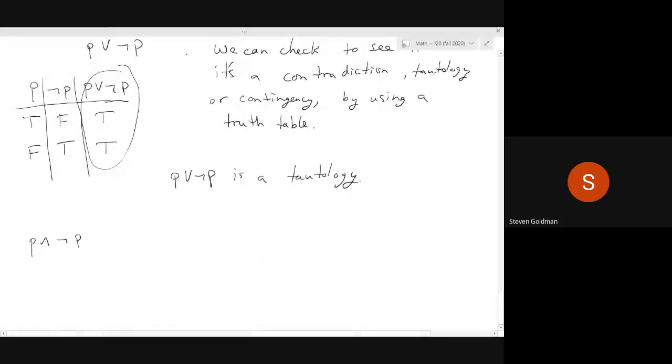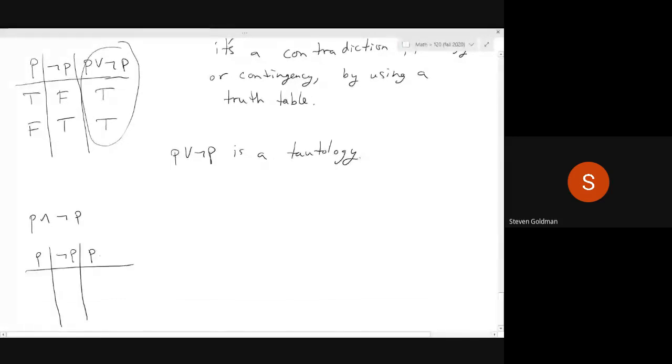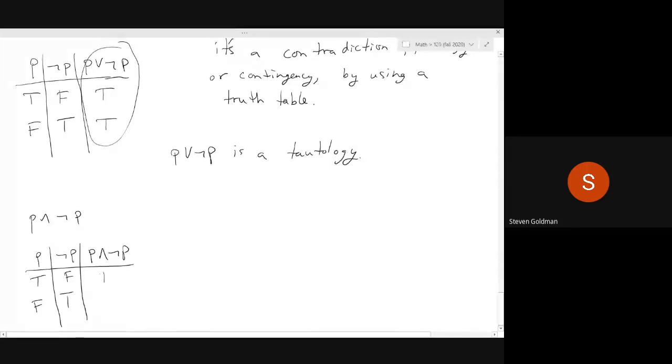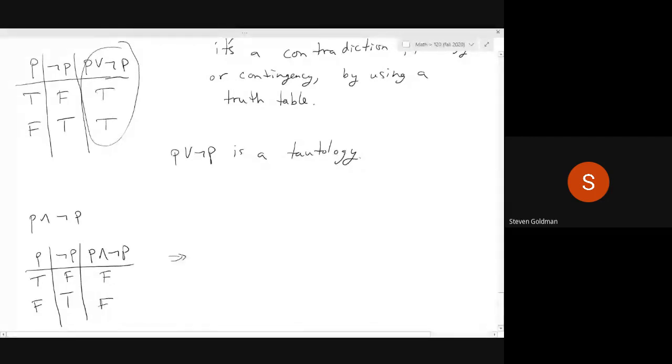P and not P would be a contradiction, and we can check that again using the truth tables. So again, P, not P, P and not P: true, false, false; false, true, false. A conjunction is true only when both of its parts are true. So the conjunction here is always false. It's a contradiction. P and not P is a contradiction.